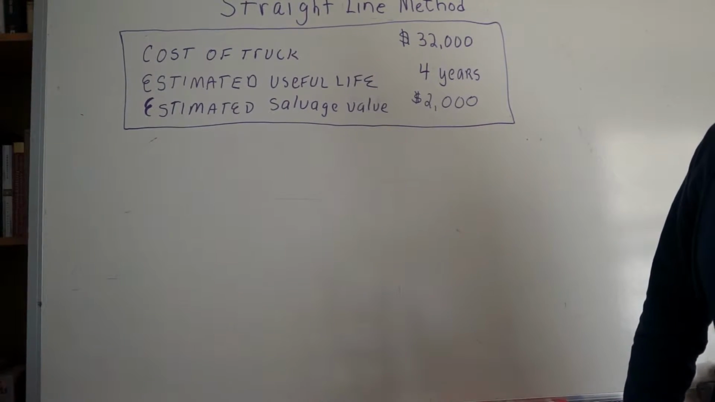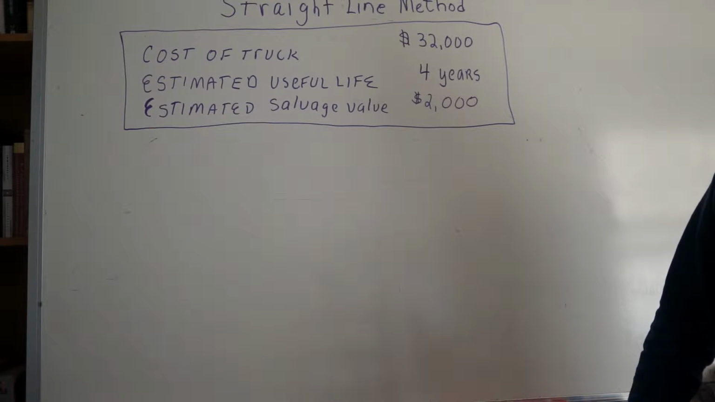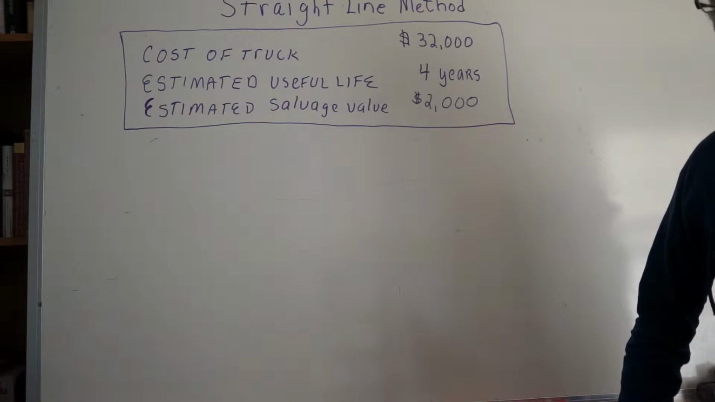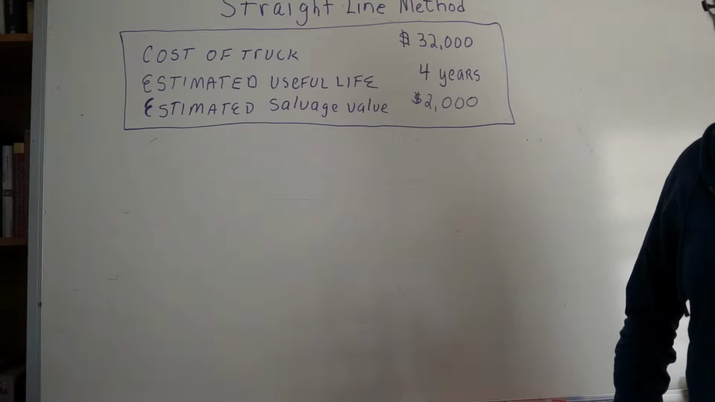This is the straight line method of depreciating a truck. Given the information, we get a $32,000 truck. We know that it's going to provide useful service to our company for the next 4 years, at least that's our estimate. And we think when we are done with this truck that we can sell it for about $2,000, and that would be the salvage value.